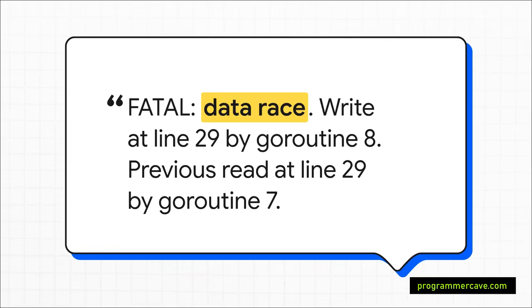Look how specific this is. It doesn't just say, uh-oh, something's wrong. It tells us fatal, data race. It tells us there was a write and a read happening at the same time, on the exact same line 29, between Go routine 8 and Go routine 7. It's like a detective handing you the entire case files solved.